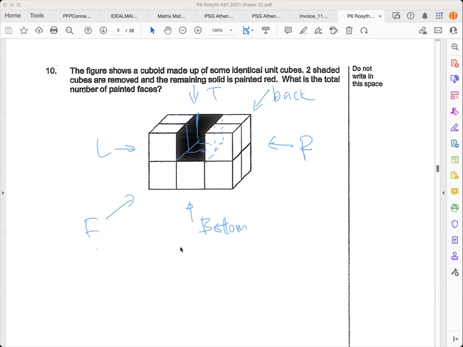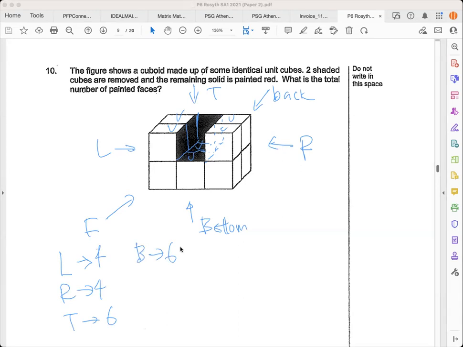Now let's look at left. If you look from the left, there will be 4 faces. Look from the right, there will be 4 faces also. You look from the top, you will see 6. 1, 2, 3, 4, 5, 6. 4 on top and 2 at the bottom here. So altogether 6. If you look from the bottom, there's also 6.